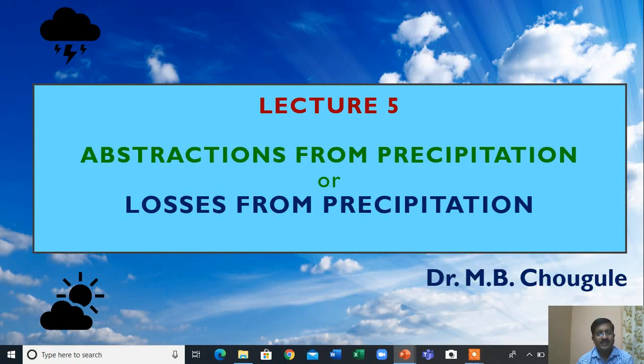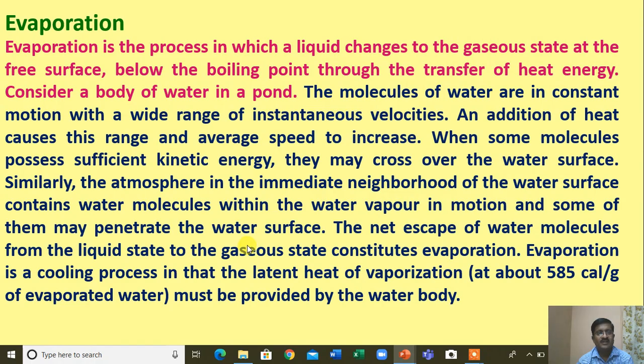Today we are going to learn about the abstractions from precipitation, or we can call them losses from precipitation. What is evaporation? Evaporation is the process in which liquid changes to the gaseous state at the free surface below the boiling point through the transfer of heat energy.